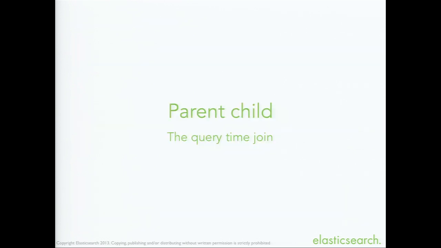Parent-child is the query time join in ElasticSearch. So let's go into this. With parent-child support in ElasticSearch, you basically index parent and child as separate documents, and they are also separate types in ElasticSearch. In an index, you can have more than one type. You can compare it maybe with a table in SQL, and you can make joins between them.